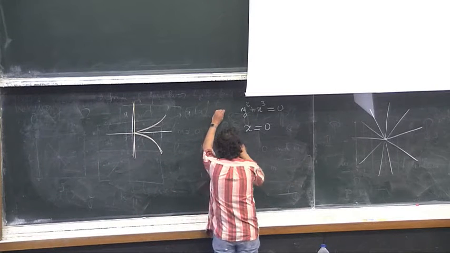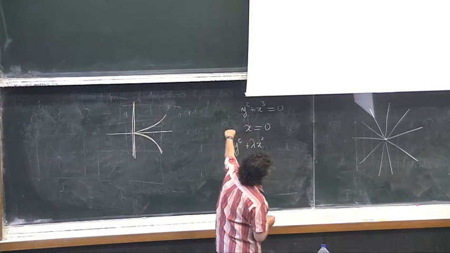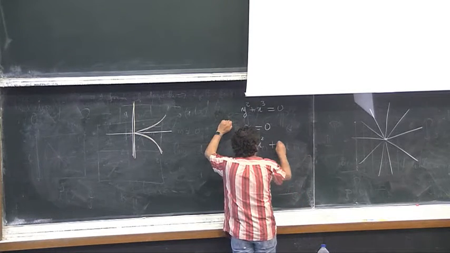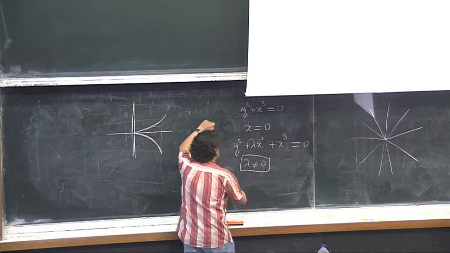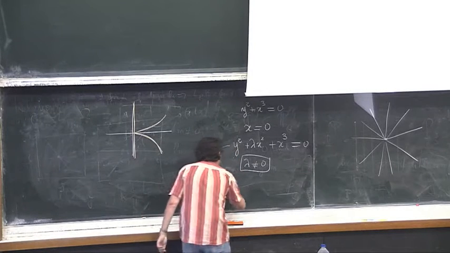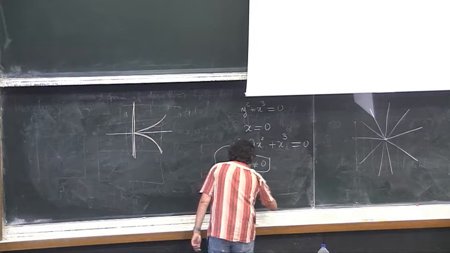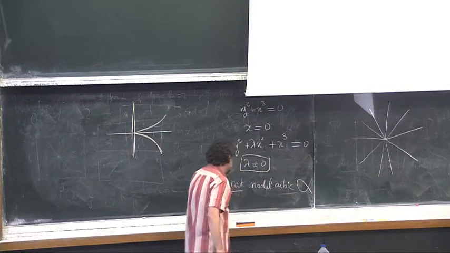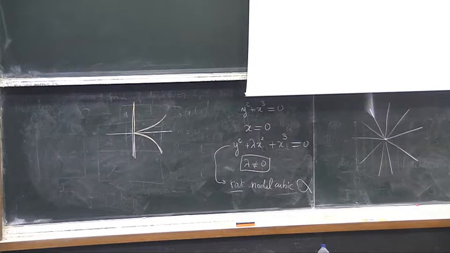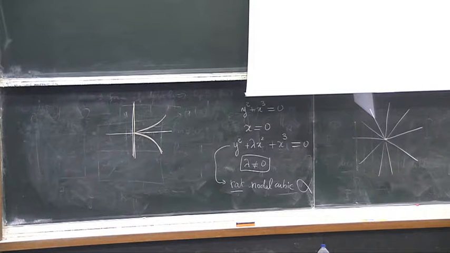And the generic level set is given by this equation with lambda different from zero, and this is a cubic, a rational nodal cubic. Something like this. Right. And the foliation is something like this. You have a cusp, a vertical line, and the other leaves are rational cubics with one double point, nodal cubics.